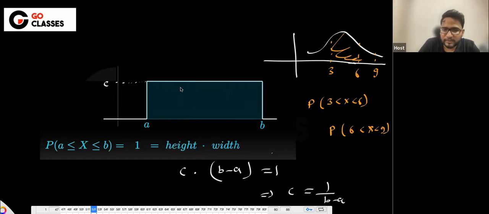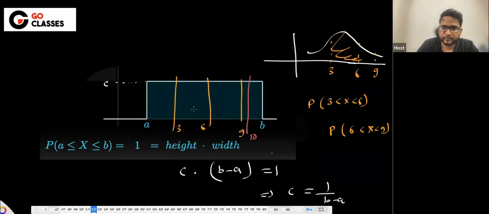This area seems to be greater, so 3 to 6 is greater. But here, let's suppose I have 3 to 6 as some interval here, and here maybe 6 to 9. Here, tell me, is 3 to 6 greater or 6 to 9 greater? Same, right? What about 3 to 6 and 6 to 10? Let's suppose this is 6 to 10. Which one is greater, 3 to 6 or 6 to 10?